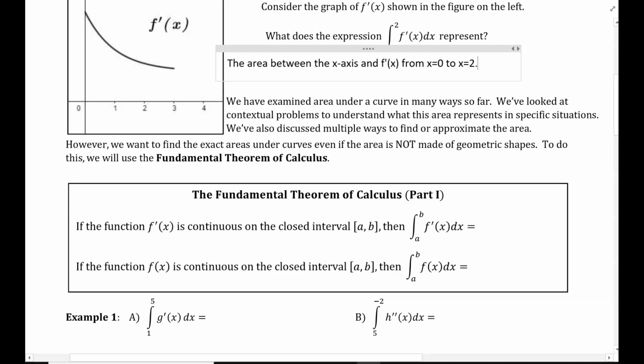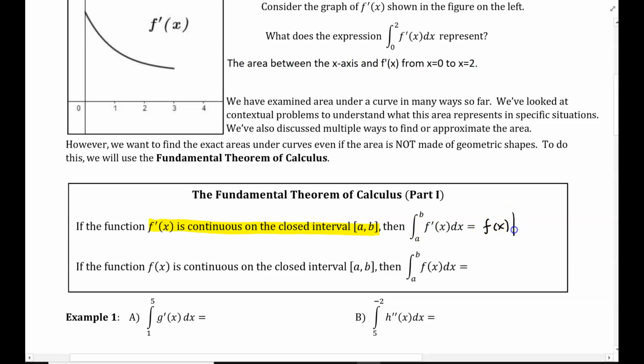But here is what the fundamental theorem of calculus says in order to evaluate definite integrals. If the function f prime of x is continuous on the closed interval a to b, and that's very, very important, then the integral from a to b of f prime of x dx is equal to, well, it's very important to know that an integral is an antiderivative. So if I'm integrating f prime of x, that is f of x. It's just the function f of x, right? And I could go back to f prime just by taking the derivative of f of x.